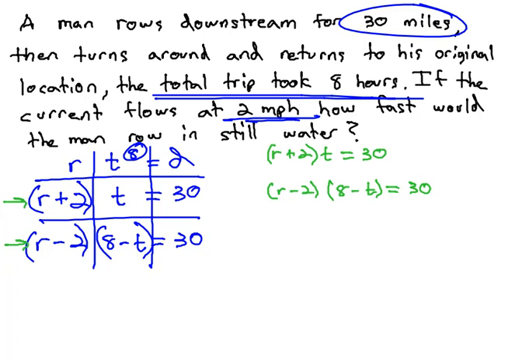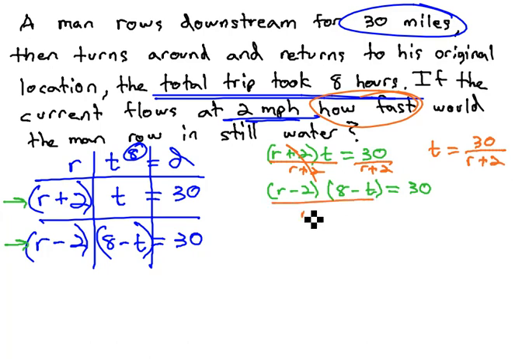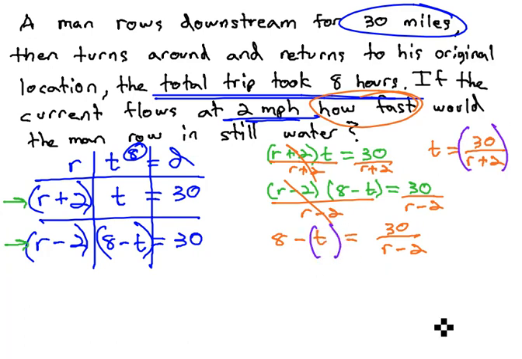We can solve this simultaneous problem, then, by dividing both by the same factor. We want to know how fast he's going. We want the rate, so we're going to divide by the factor that has R in it. That'd be R plus 2 in the first equation, giving us t equals 30 over R plus 2. And R minus 2 in the second equation, giving us 8 minus t equals 30 over R minus 2. And that sets us up to make a nice substitution, replacing the t with 30 over R plus 2. Gives us 8 minus 30 over R plus 2 equals 30 over R minus 2.